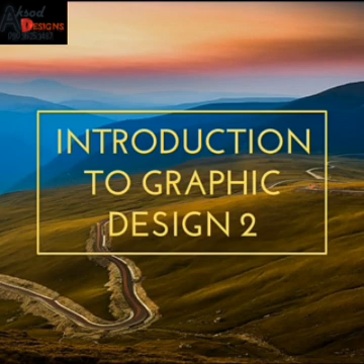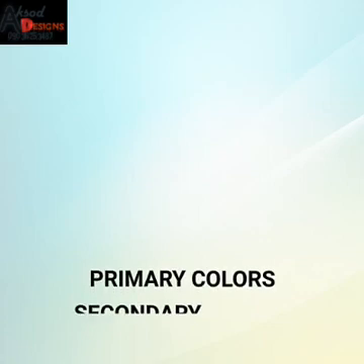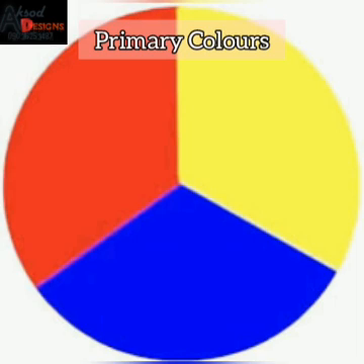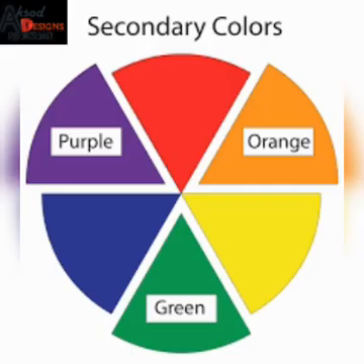We should know that colors are divided into 3. We have the primary colors, the secondary colors, and the tertiary colors. Under the primary colors we have red, blue, and yellow. Those are the primary colors. We get the secondary colors by adding 2 of the primary colors. For example, you add red and yellow to give you orange, you add blue and yellow to give you green, and you add red and blue to give you purple.